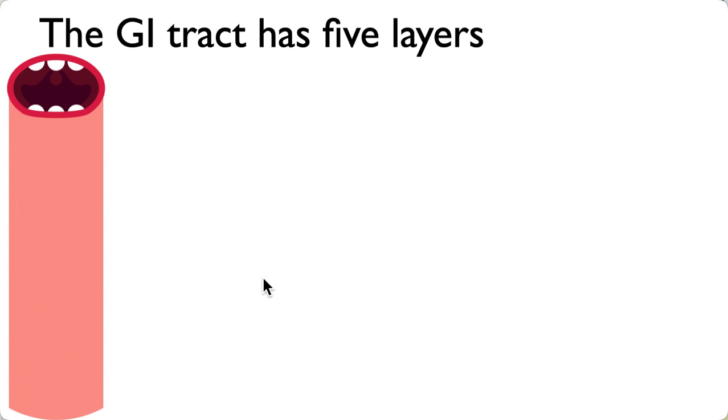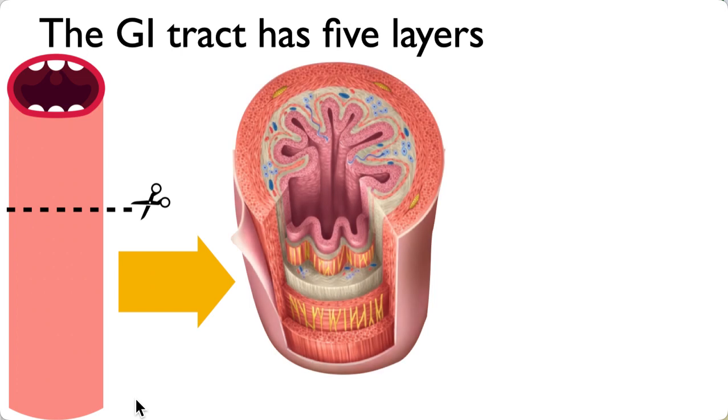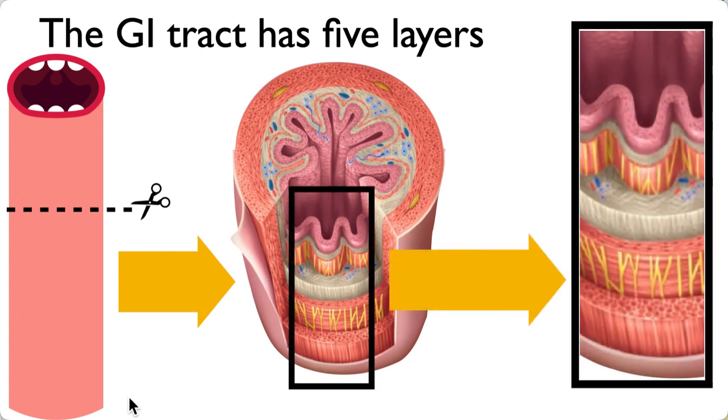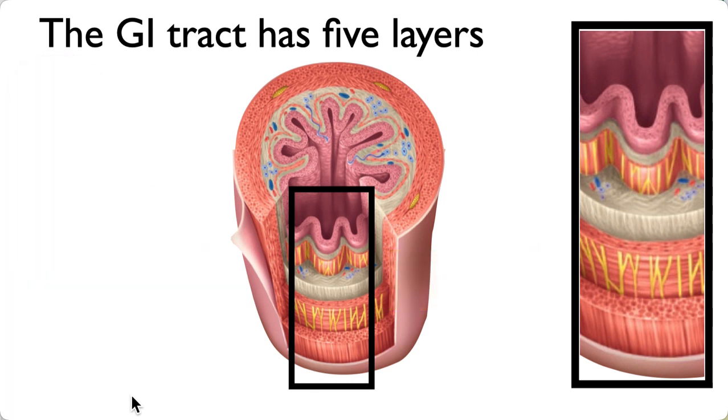Now, no matter where we are in the digestive tract, the wall of the intestine has 5 layers. So if we take a cross section and look at the layers that are making up the intestinal wall, or the GI tract wall, and magnify it a little bit further, it has 5 basic layers.